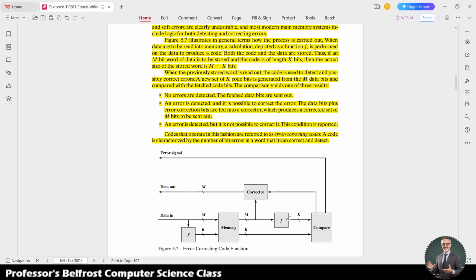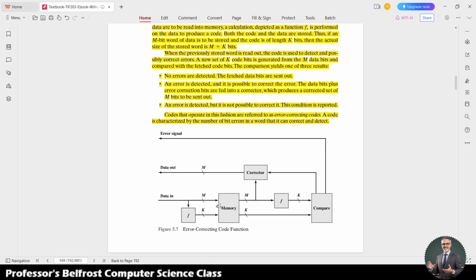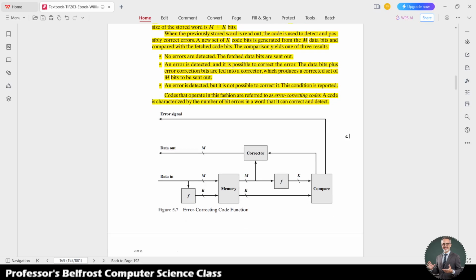By following this procedure, shown in the figure below, the mechanism yields one of three results. First, no errors are detected, and the fetched data bits are sent on. Second, an error is detected and it's possible to correct the error. The data bits plus error-correction bits are put into a corrector, which produces a corrected set of bits to be sent on. The third condition is when an error is detected but it's not possible to correct it, meaning the condition is reported.